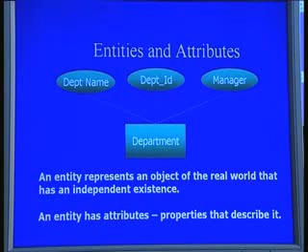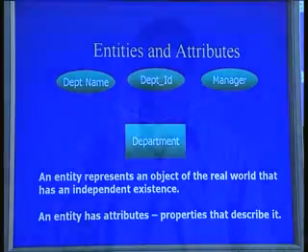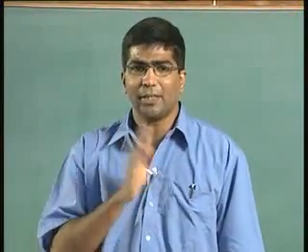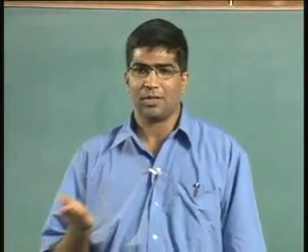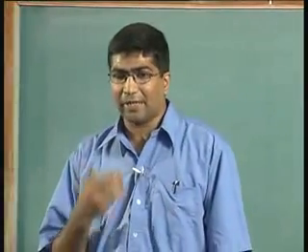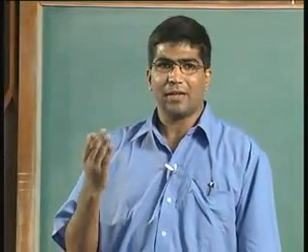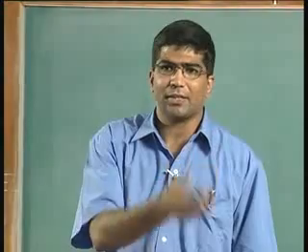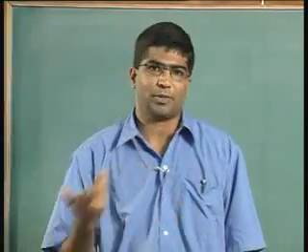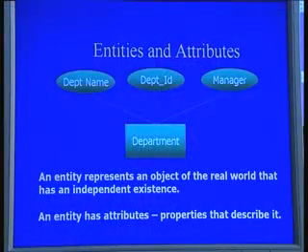Okay, so there are some definitions here. If we review this, an entity represents an object of the real world that has an independent existence. Note the term independent existence. That is, you should be able to identify an entity independent of every other entity in the system. Address is not an entity because address belongs to some entity called employee, or department or whatever. However, the employee itself is an entity because it is an independently occurring object in the UOD.